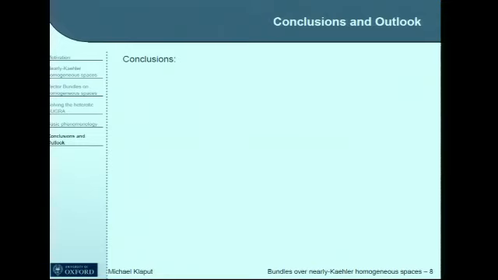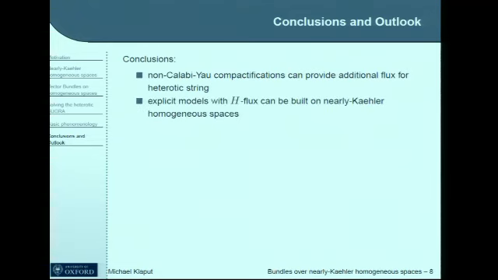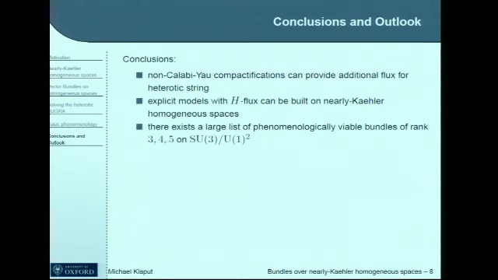Okay, so let me quickly conclude. As I've shown you, non-Calabi-Yau computations can provide extra flux, which gives you some more freedom in the heterotic string to stabilize moduli. It's possible to build explicit models with H flux, at first order in alpha prime. And there's a large list of candidates for successful phenomenology, in particular, this space turns out to be the richest one and the one with the most interesting models. And all moduli can be in the end stabilized at consistent values.